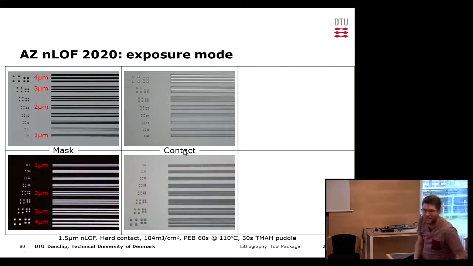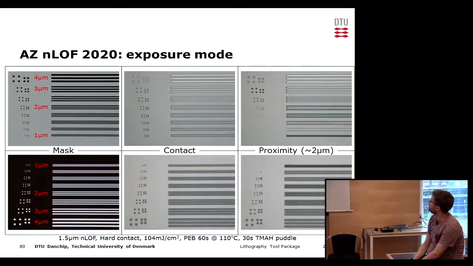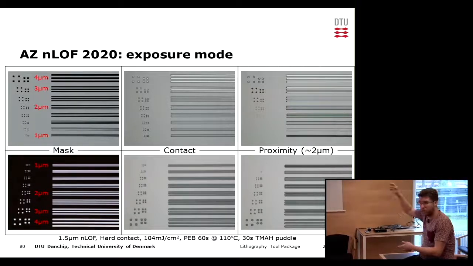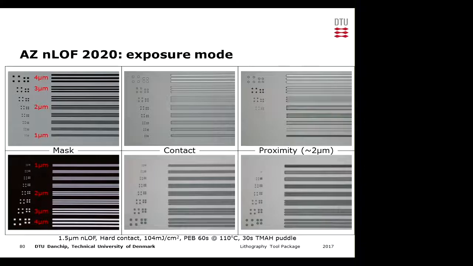But that's basically the only difference. So let's try to look at what happens if I introduce a 2-micron proximity. The result is very similar to what we had before. Big ones look nice. Smaller ones look completely strange. So again, right, you see an effect.